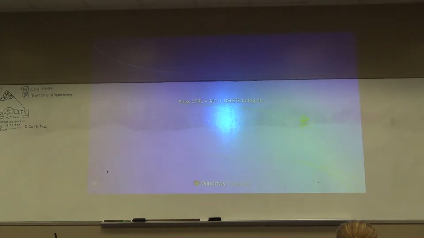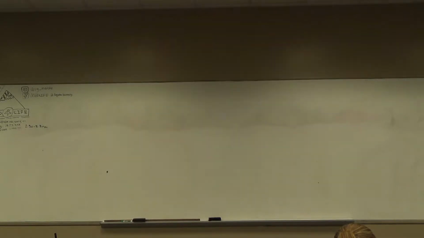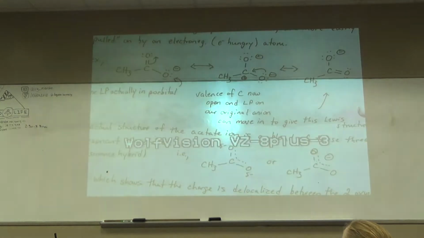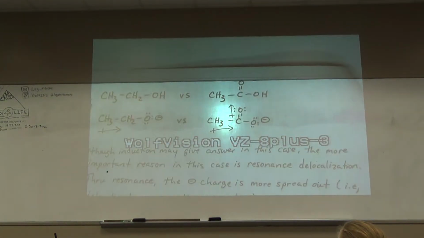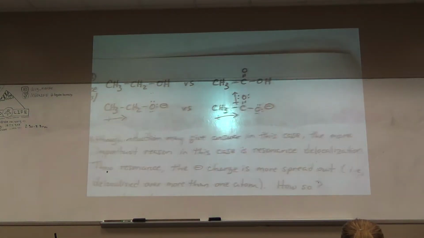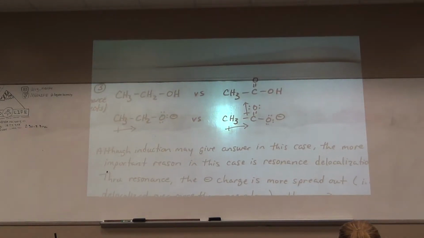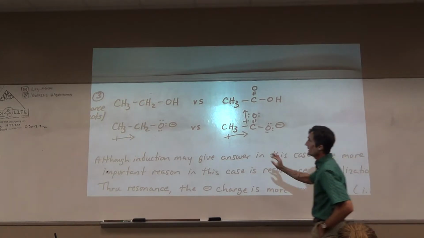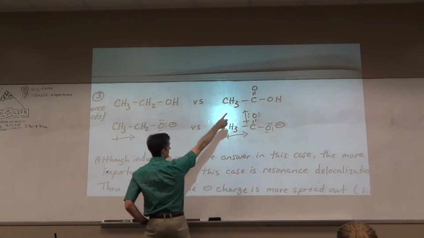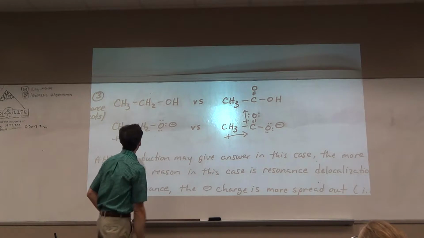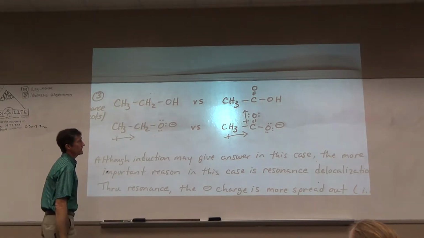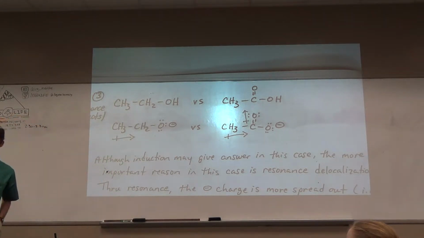I think we finished up with inductive effects. That was number 2. Okay, we're ready to look at resonance effects, which is number 3. Look at these two compounds. This alcohol versus this carboxylic acid. Which is more acidic? Well, we call that an acid, so hopefully that's more acidic.